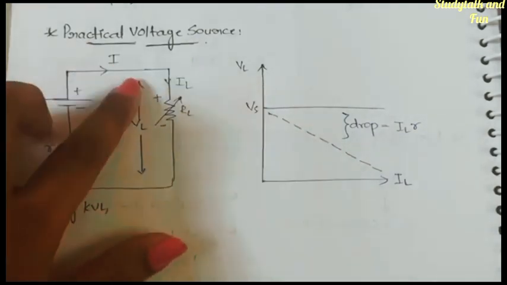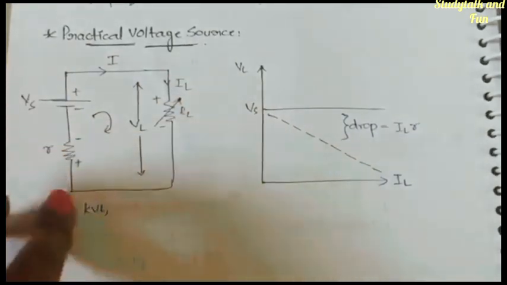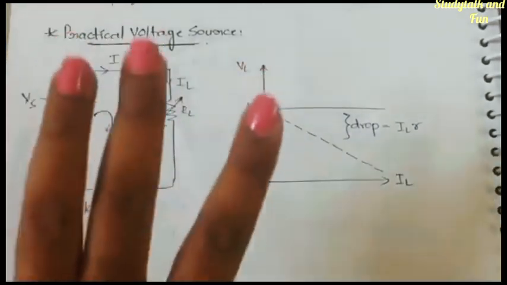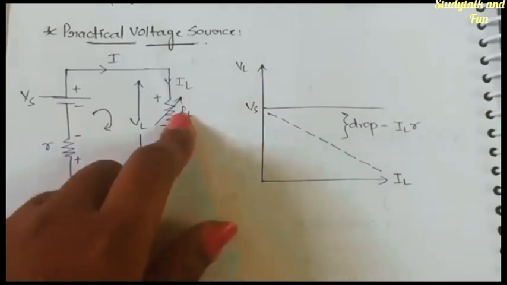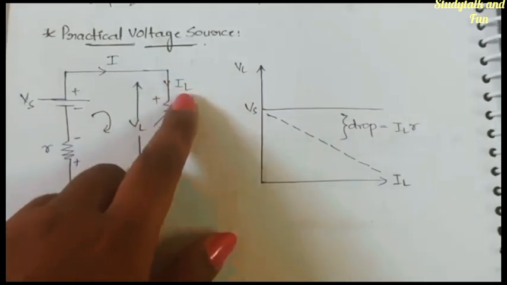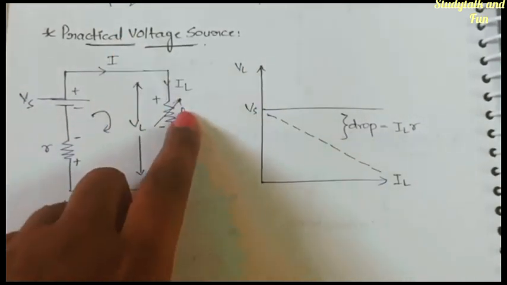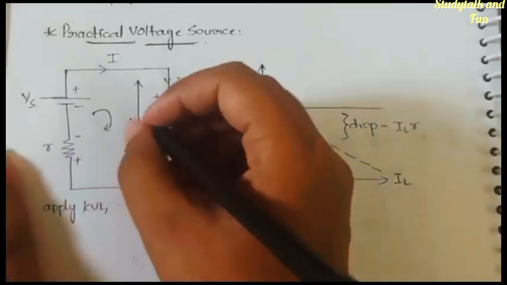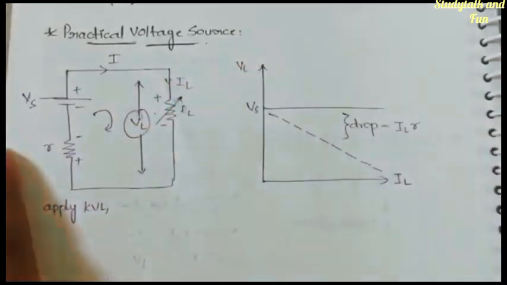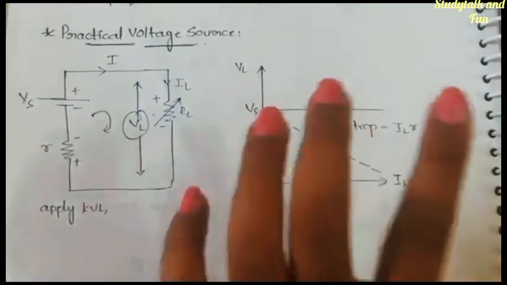Okay, and the I is nothing but the current flowing in the complete circuit. And we have the load resistance and IL, the load current, and because of this load resistance and load current, the VL is generated. VL is nothing but the load voltage. About the graph, I'll explain you later.